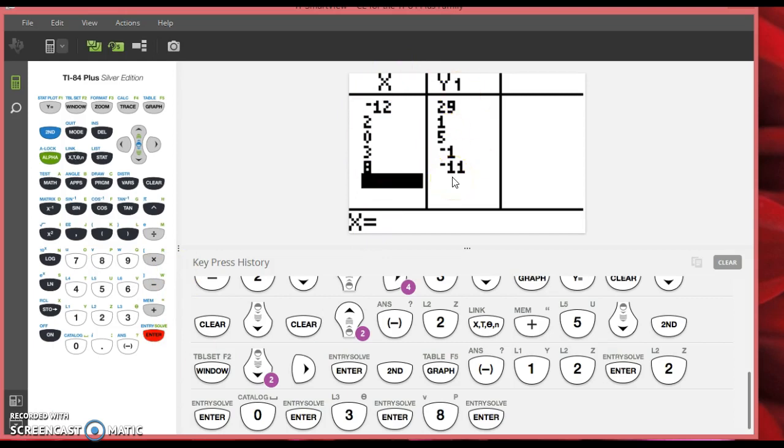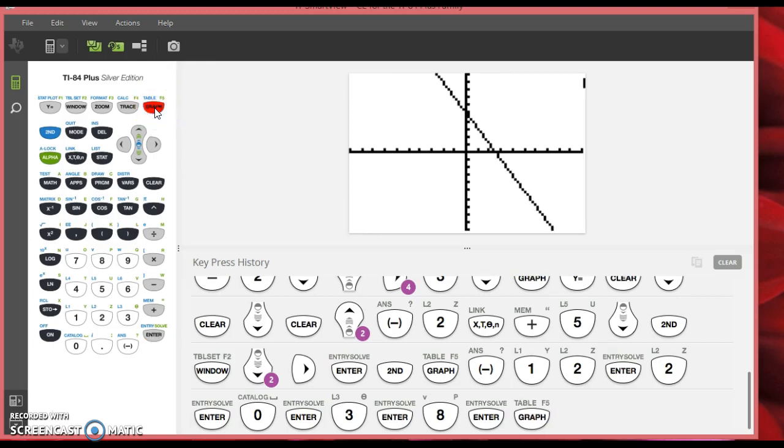Now, personally, I think that takes longer than just plugging the numbers in. But you could do it, if you like it. Do you see that? All right. Now, hit graph. Okay, so there's the graph of that function, the negative 2x plus 5.